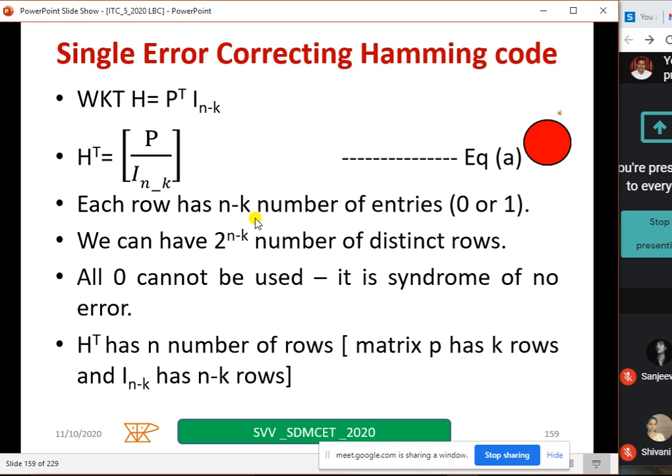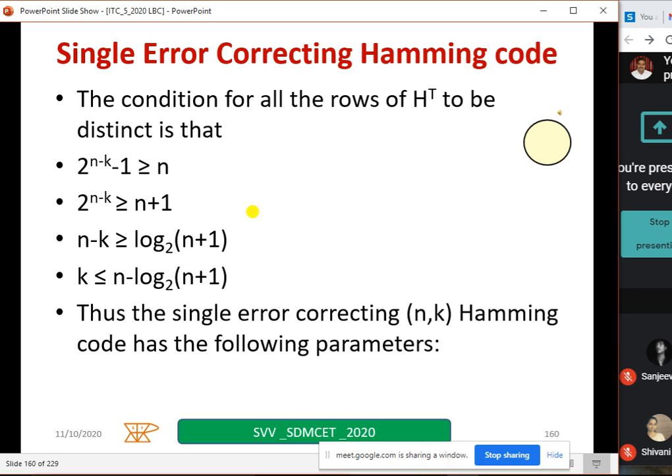Hope all of you have completed this. Let me go to the next. Yeah, these equations are important. The condition for all the rows of H transpose to be distinct, meaning all should be different, is possible only when we have 2 raised to n minus k minus 1 is greater than or equal to n. Simply we have rearranged it and you people can understand easily.